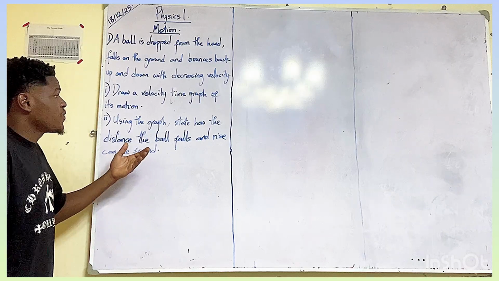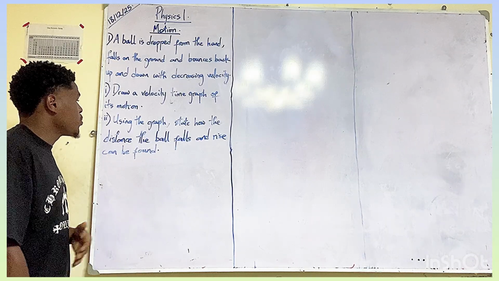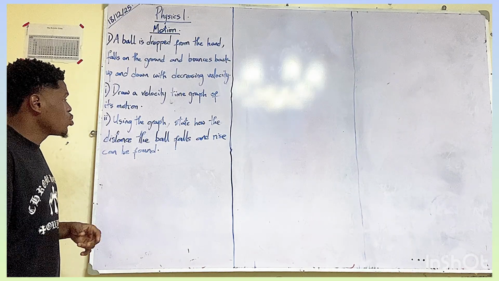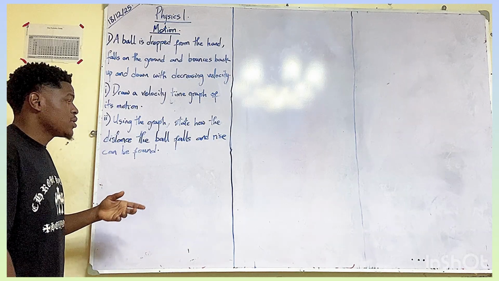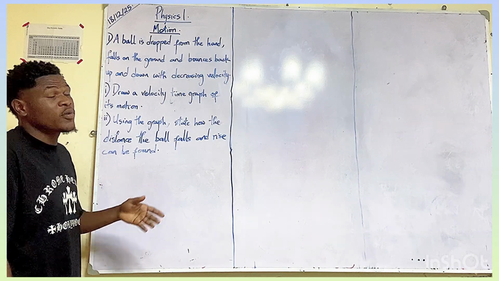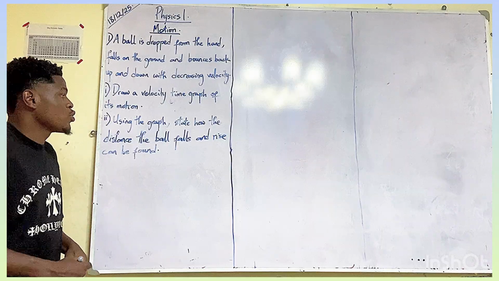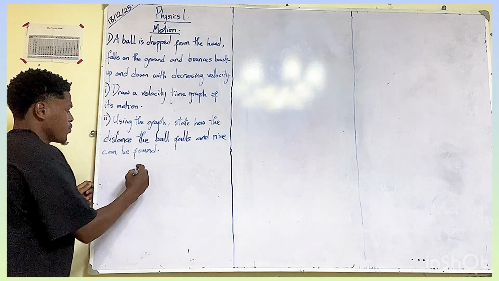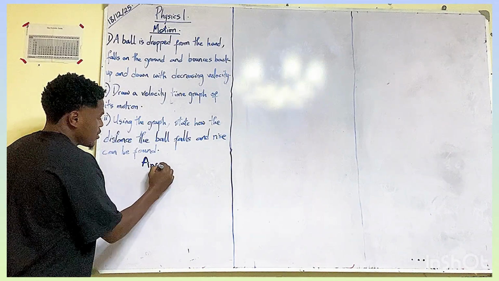Then they said draw a velocity time graph of the motion, and two, using the graph, state how the distance the ball falls and rises can be found. So let's proceed straight away. So our answer.